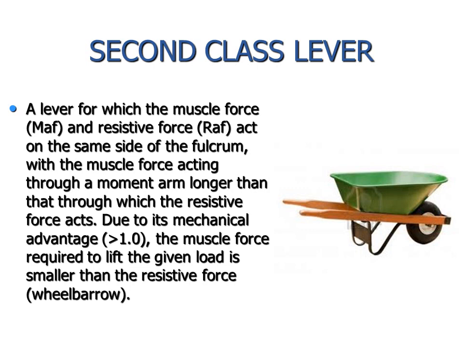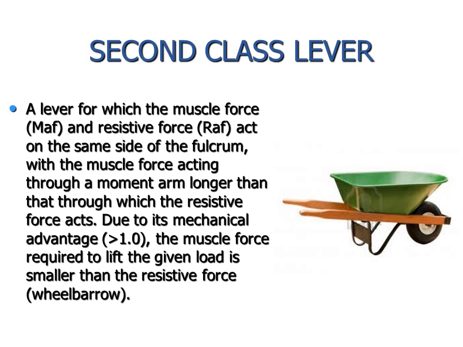Now, a second-class lever is a lever for which the muscle force and the resistive force act on the same side of the fulcrum. Okay, with a first-class lever, the two forces act on opposite sides of the fulcrum. With a second-class lever, both of these forces act on the same side of the fulcrum. And with a second-class lever, we have the muscle force acting through a longer moment arm than that through which the resistive force acts. And this creates a mechanical advantage greater than 1, because the moment arm of the applied force can be longer than the moment arm of the resistive force.